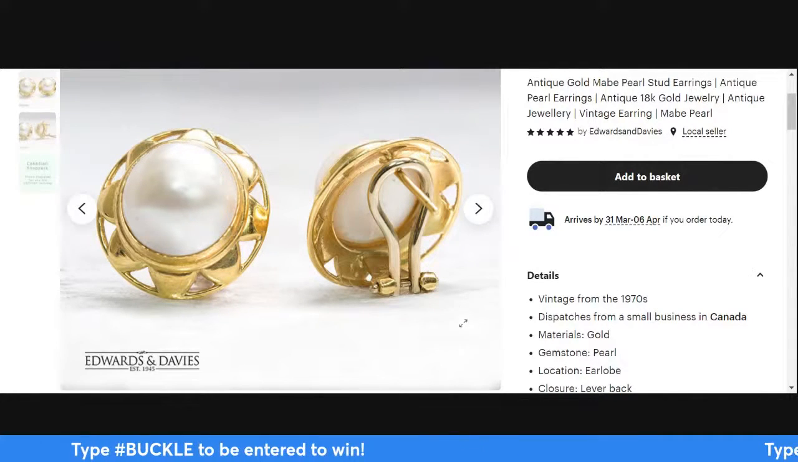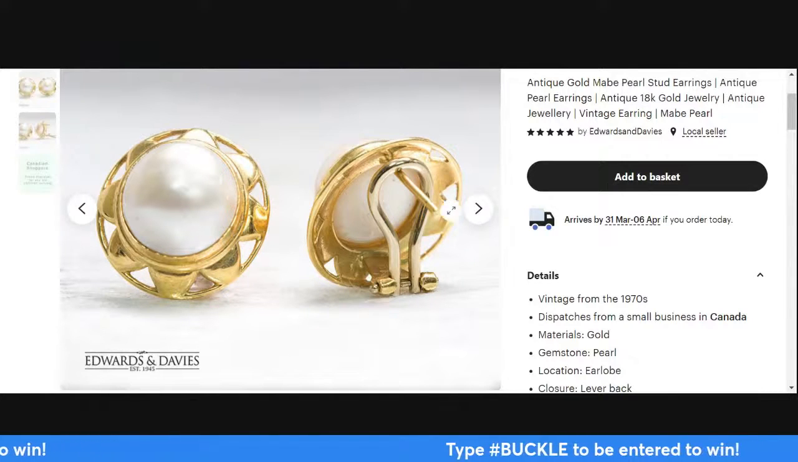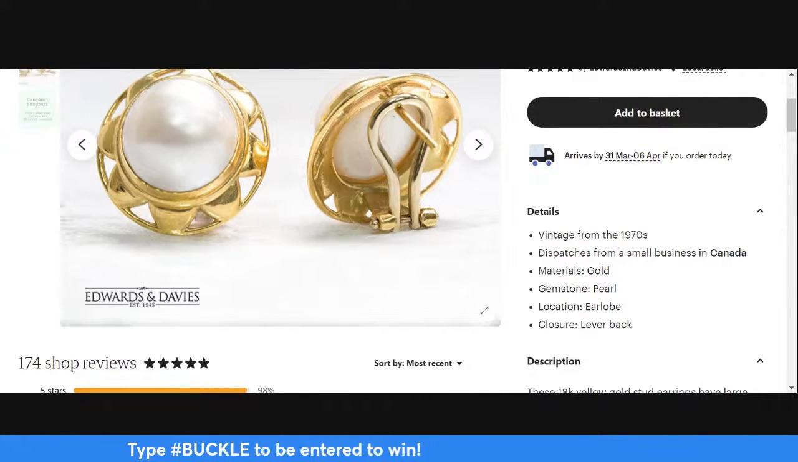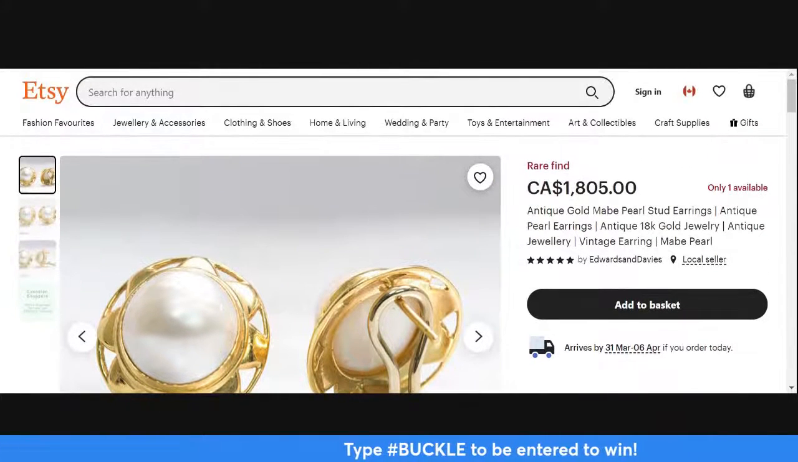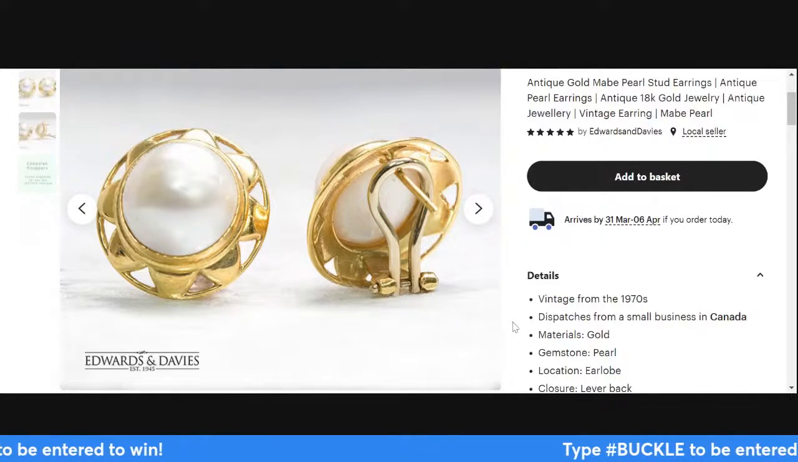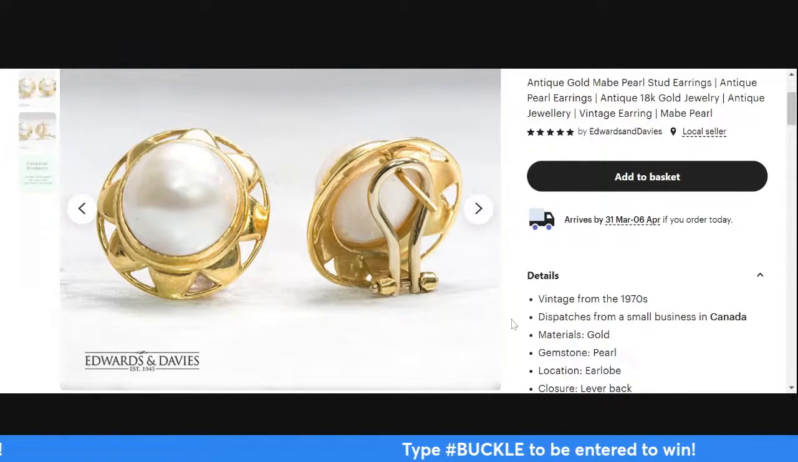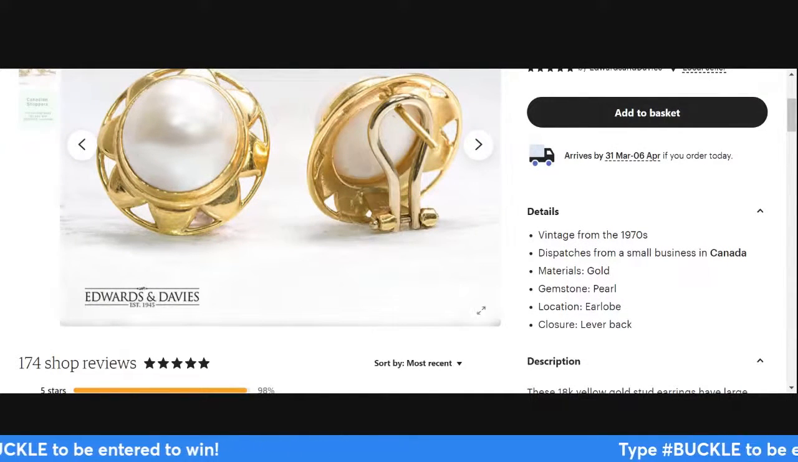But as we can see, this has the classic omega back. It is a really clear image of it where you've got the piercing that is coming through and that beautiful omega to make sure that it hits. They've also called the closure lever back, which isn't quite right. This is an omega back, but that's okay. If you're in the market, this is a little bit on the expensive side, but it's a nice pair of earrings nonetheless. However, we know that it is absolutely not antique. These are definitely from, I would say, probably the last quarter of the 20th century.